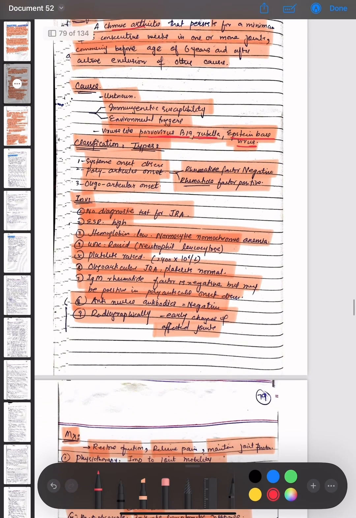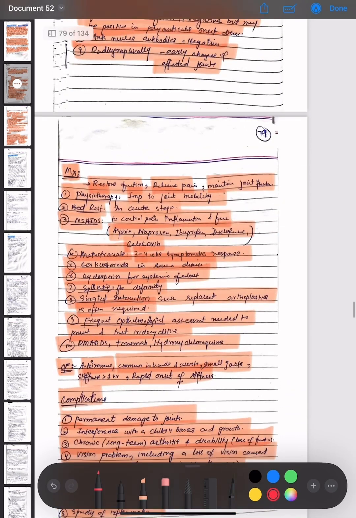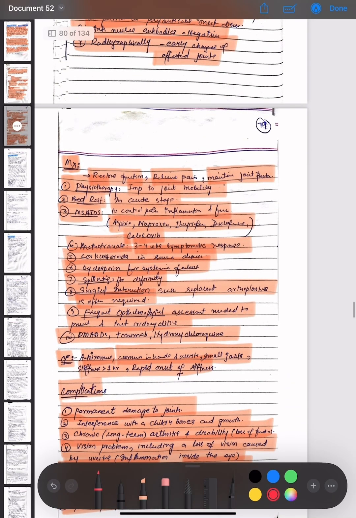Then we have discussed the classification. We will discuss the different types, which are systemic onset of the disease, polyarticular onset, and oligoarticular onset. Then we will discuss the investigations, which are: no diagnostic test for JRA, then ESR, hemoglobin, WBC, platelets, oligoarticular JIA, IgM, rheumatoid factors, antinuclear antibodies, and radiographically early changes of the affected joint.